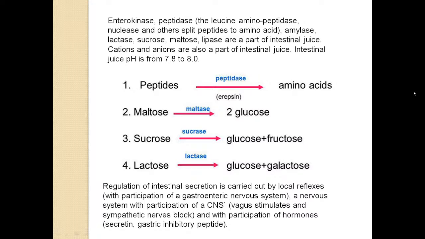Regulation of intestinal secretion is carried out by local reflex with participation of the gastroenteric nervous system, by the nervous system with participation of the CNS, where the vagus stimulates and sympathetic nerves block, and with participation of hormones: secretin, gastric inhibitory peptide.